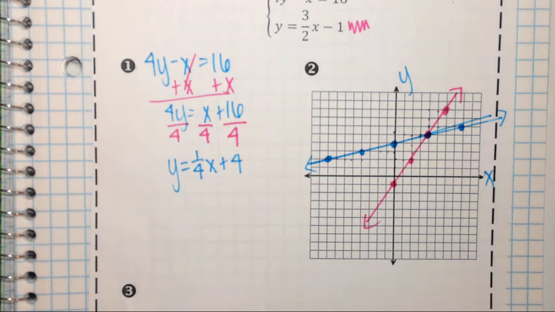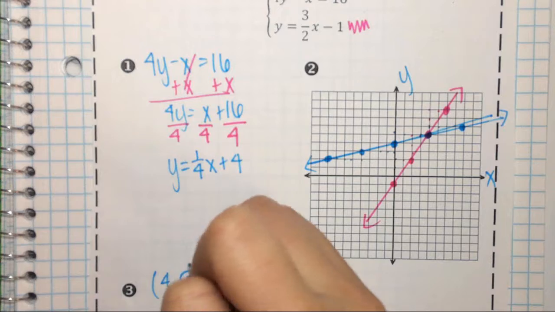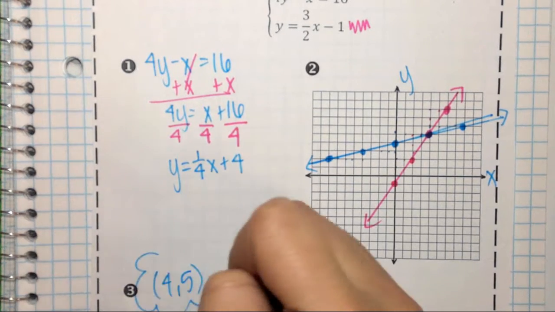All right, now do those two lines cross? Yes, ma'am. Where do they cross at? 4, 5. And then we write that down and that's our answer.